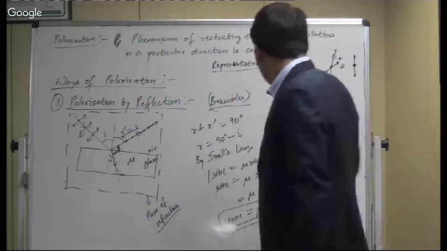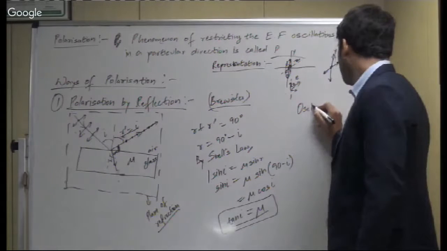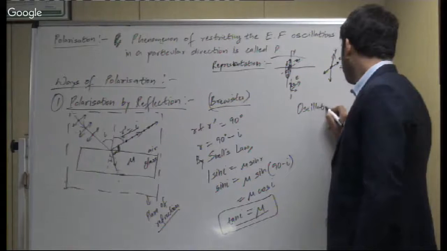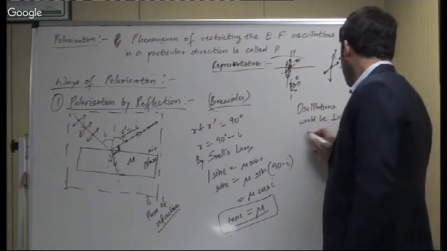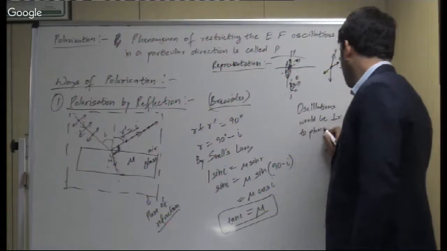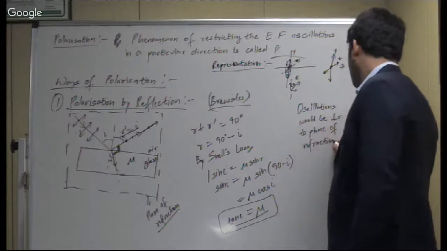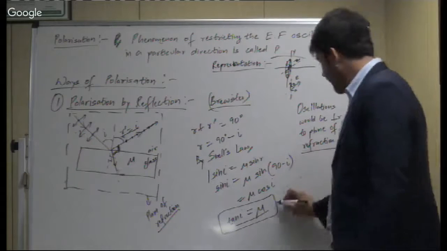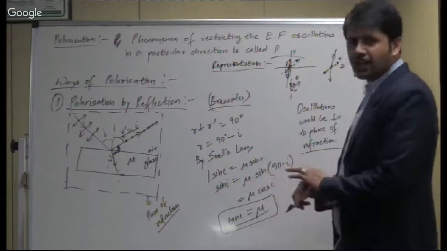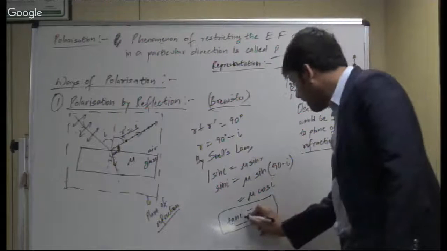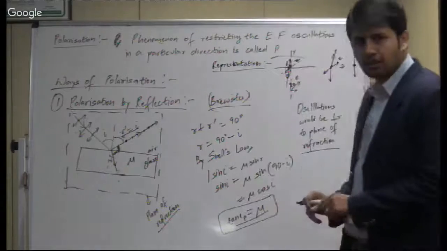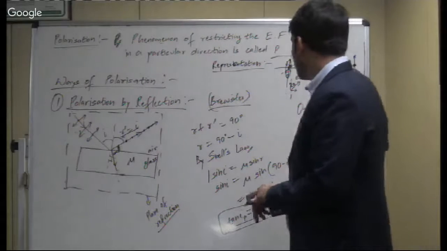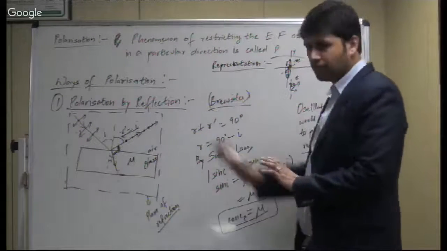So here we write: oscillations would be perpendicular to the plane of refraction, but only at this condition. At this particular angle only, we call this angle I P, the polarizing angle, and the oscillations would be perpendicular.